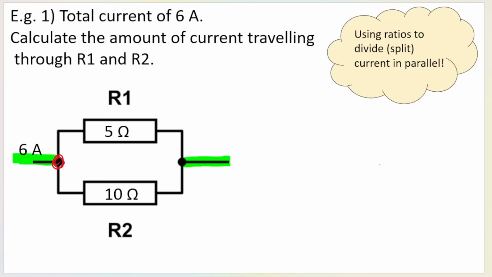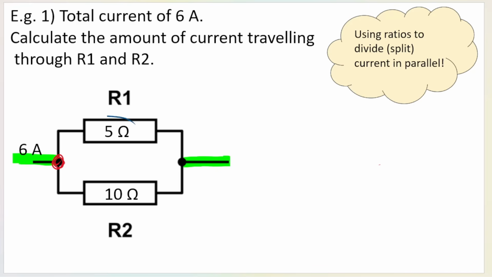So total current is 6 amperes. It flows and then it splits. Some of the current will flow through the top branch. Some of the current will flow through the bottom branch, but it's not going to be 3 amperes and 3 amperes. I know 3 plus 3 is 6, but are these resistors the same? No, this is 5 ohms and that's 10 ohms. So you should know from what we've discussed which resistor should get more current.